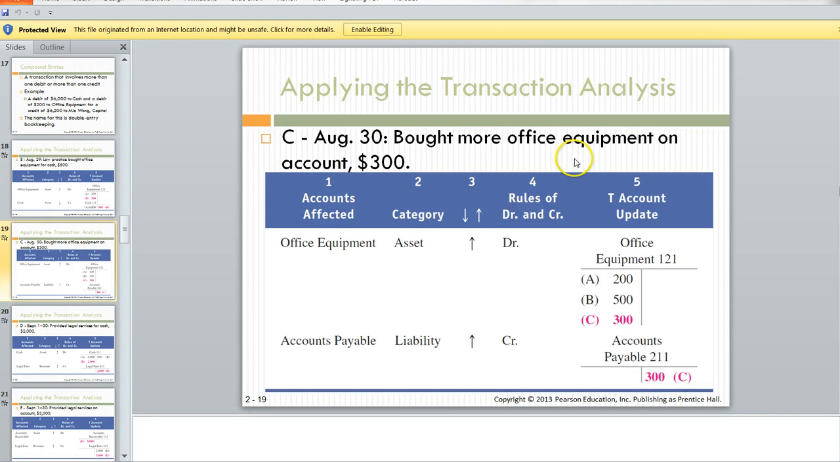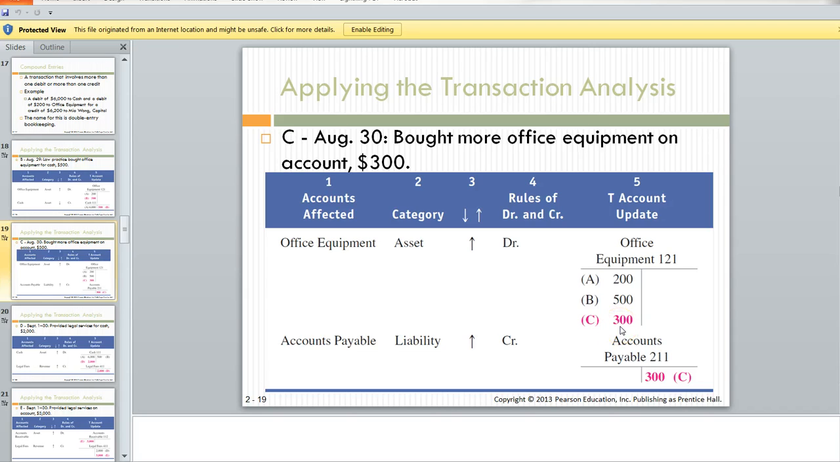C. More office equipment on account. Asset office equipment is increased. What do you do? You debit it to add to it. So you can see there's 3 debits already in the office equipment account, so that you're adding them up. At this point, there'd be $1,000 of office equipment. Now, you're buying on credit, so that when you analyze the transaction, you realize that you're not paying cash, but you owe for that $300 purchase.